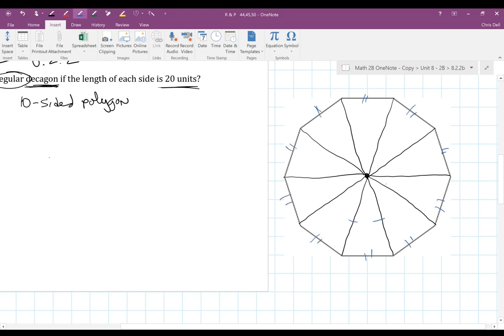So really, all I got to know is that there's going to be 10 triangles because there's 10 sides. There's 1, 2, 3, 4, 5, 6, 7, 8, 9, 10 triangles, right? So if it was a hexagon, there'd be 6 triangles. If it was a pentagon, there'd be 5 triangles. So depending upon how many sides there are determines how many triangles there are.